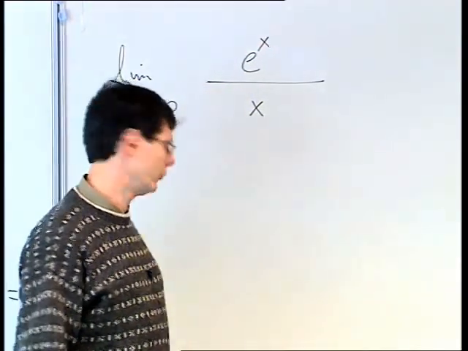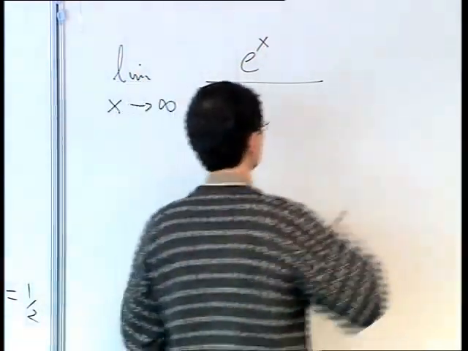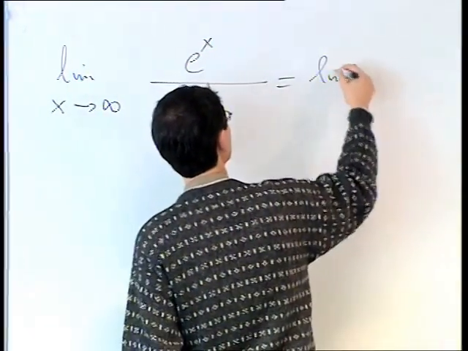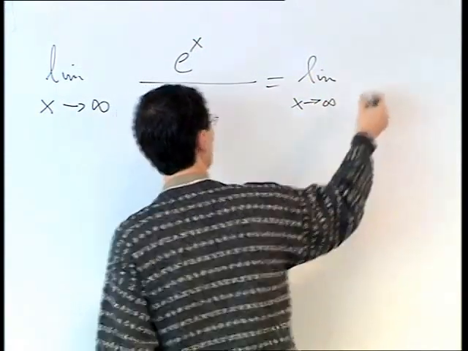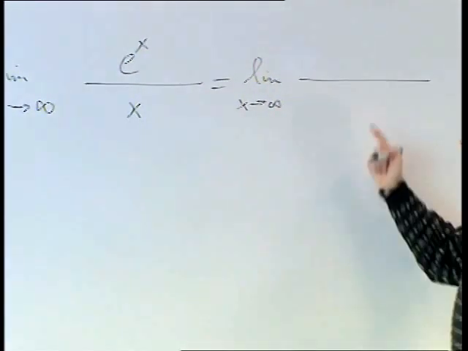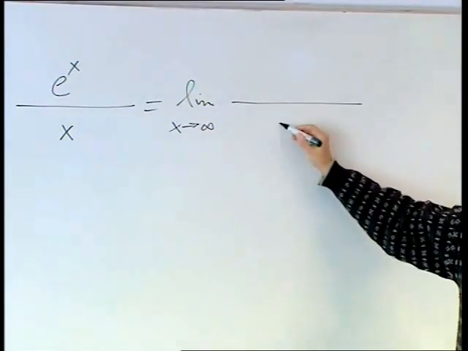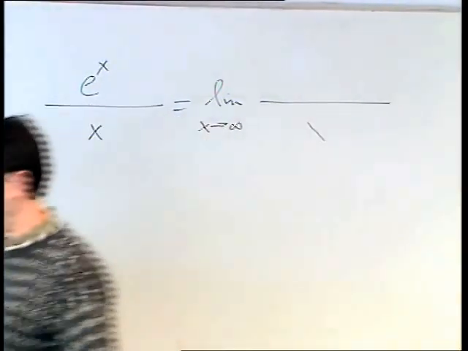So you use L'Hopital's rule. Limit when x goes to infinity of. The denominator's derivative is simple enough. It's just the derivative of x. It's 1.